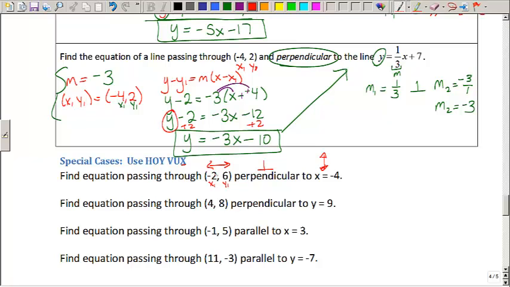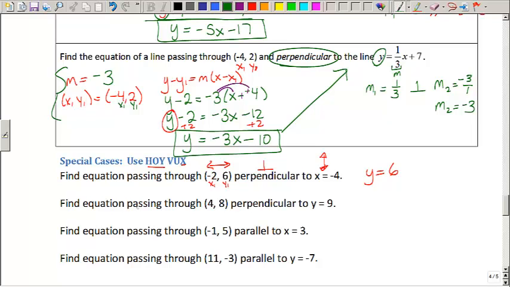Well, how am I going to figure out what a horizontal line is? Well, I'm going to use my HOI. Horizontal lines have 0 slopes, and their equations look like y equals some number. So I have y equals, and which number am I going to choose? 6. That's the solution. Notice there's no work. It's a very easy problem, but it's also very easy to mess up. So be careful when you're looking at your perpendiculars and your parallels with your verticals and your horizontals.